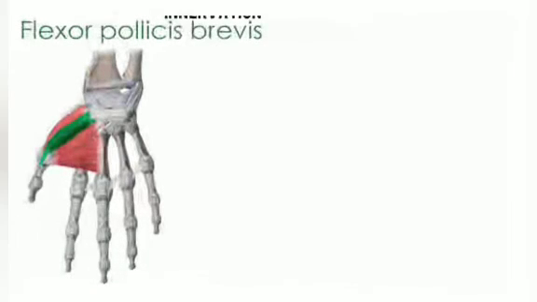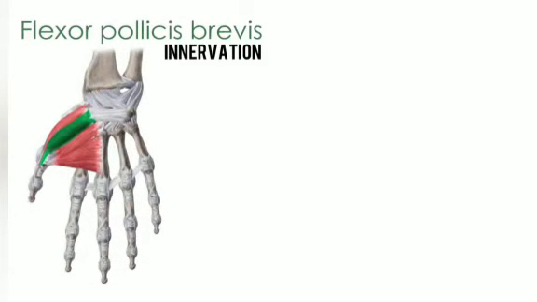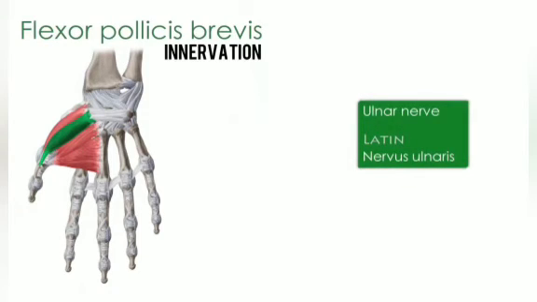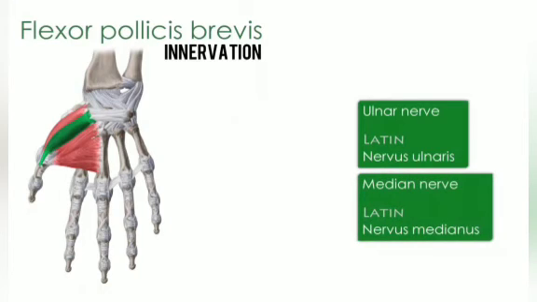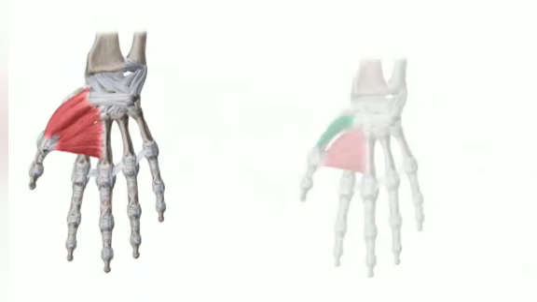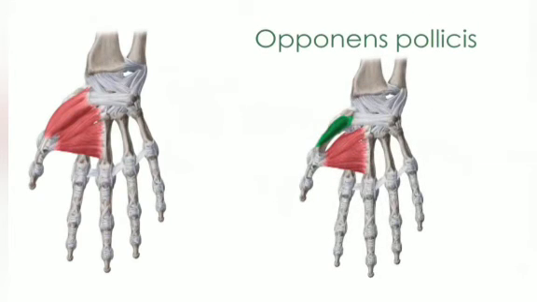Now, in terms of innervation, I can tell you that this muscle is going to be double innervated. So there are 2 nerves supplying the flexor pollicis brevis. And these nerves are the ulnar nerve and then the median nerve. So very important. This is the only muscle of the thenar muscles, or this group, that will be double innervated. Very important.